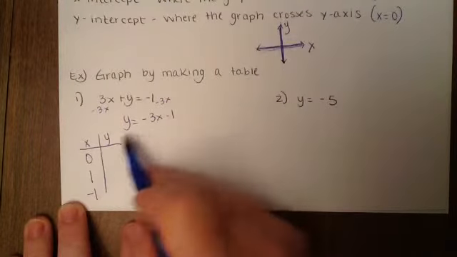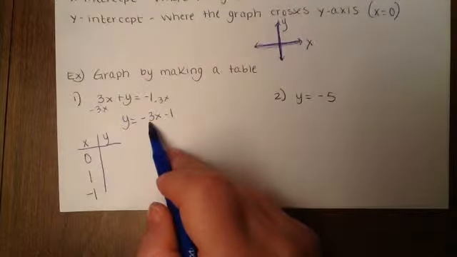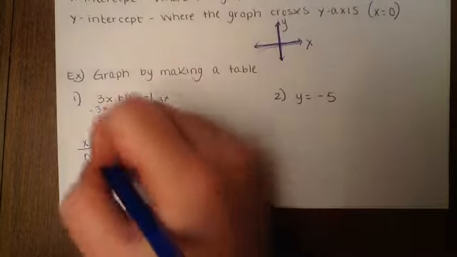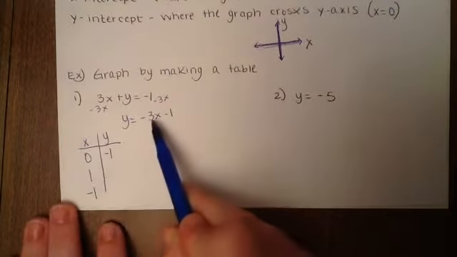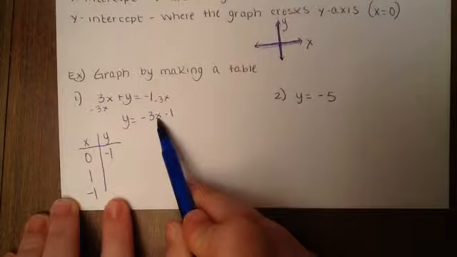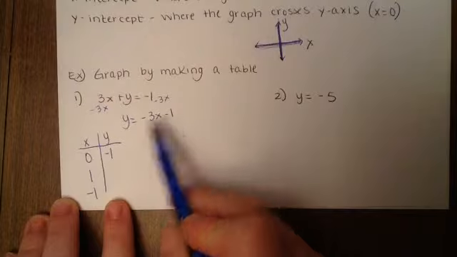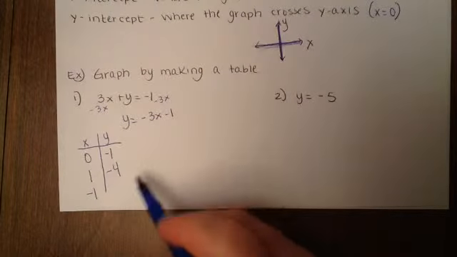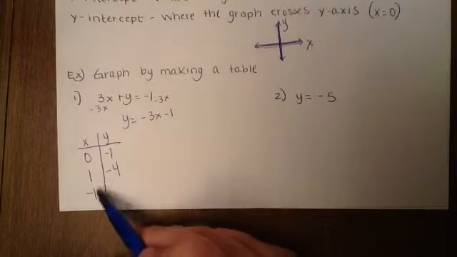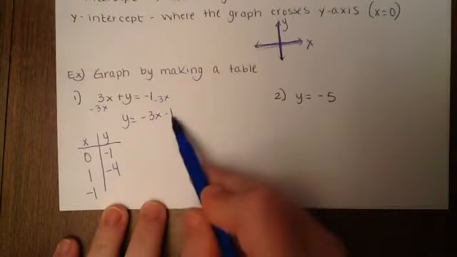Okay, let's plot some of these. Plug 0 in. 0 times negative 3, 0, minus 1, negative 1. Plug 1 in. Negative 3 times 1, minus 1, negative 4. Plug this one in. Negative 1 times negative 3, positive 3, minus 1.